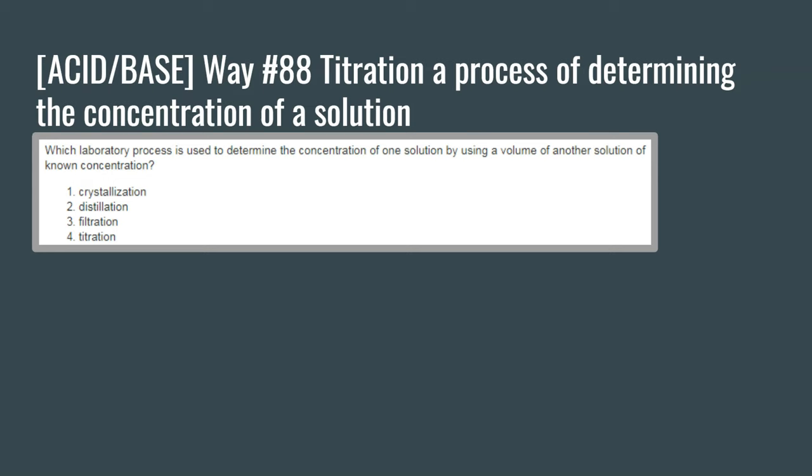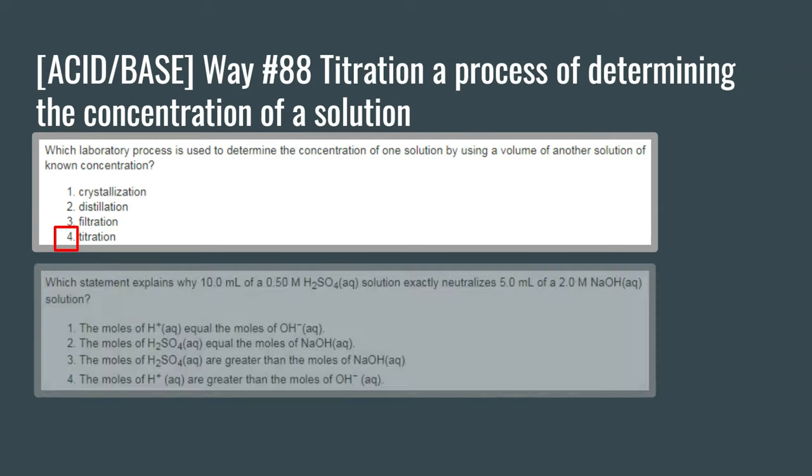First question, which laboratory process is used to determine the concentration of one solution by using the volume of another solution of known concentration? If you said titration, you got it correct, and this has to do with the definition of titration. You're trying to determine the concentration of one solution using the volume of another solution with a specific concentration.